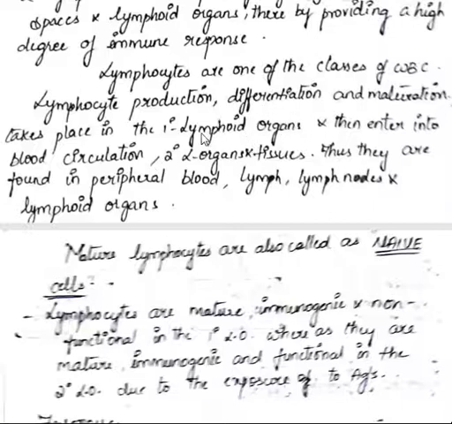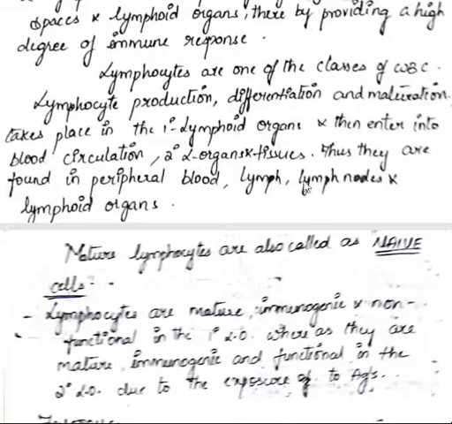So here the synthesis, that is production, differentiation and maturation of lymphocytes occurs in the primary lymphoid organs, and then these lymphocytes will enter into the blood circulation and the lymph circulation and reach the secondary lymphoid organs and tissues, where they are going to have the exposure to the antigens, and that's how they are going to have the reaction with them, that is participating in the antigen antibody reaction and removing the antigen from our body. So that's nothing but the immunity. And thus they are found majorly in the peripheral blood, then lymph nodes and lymphoid organs.